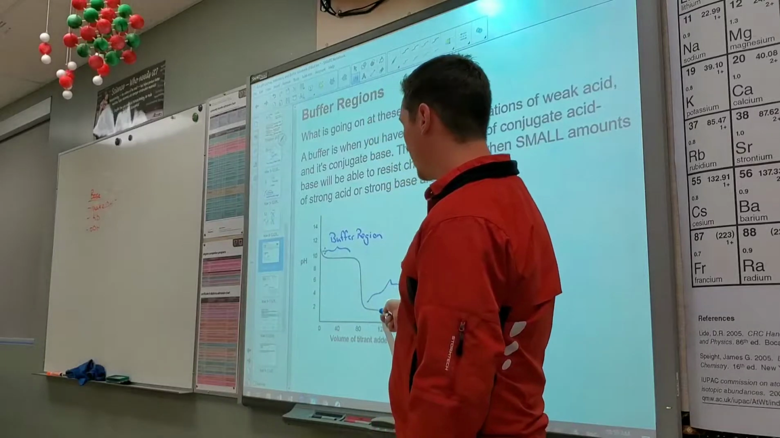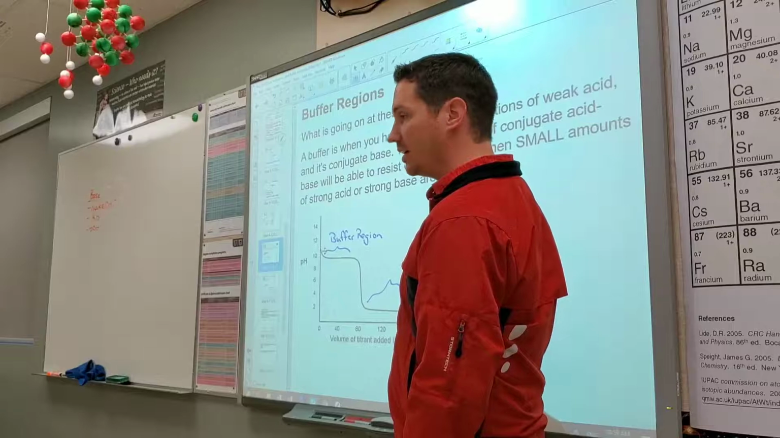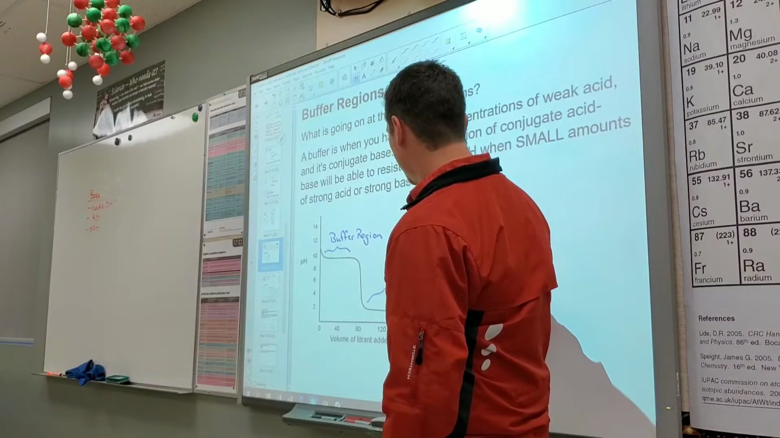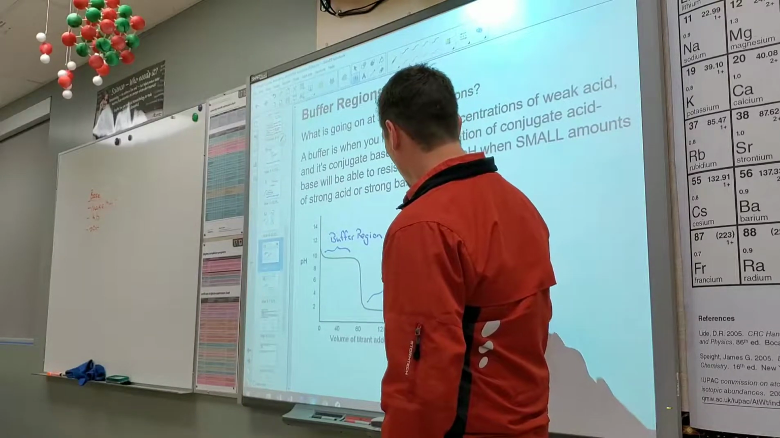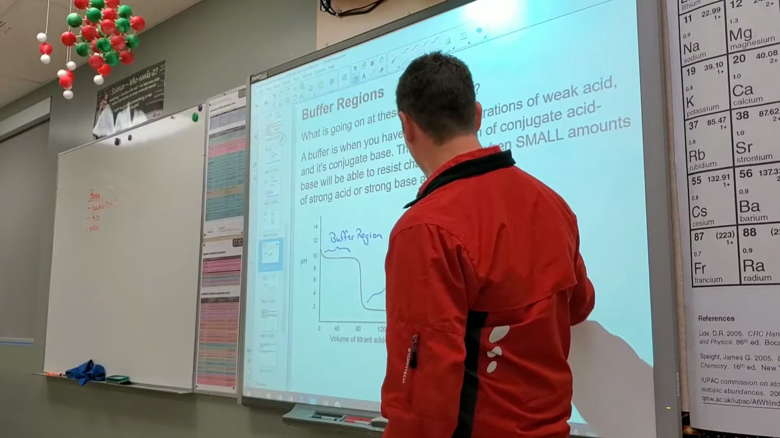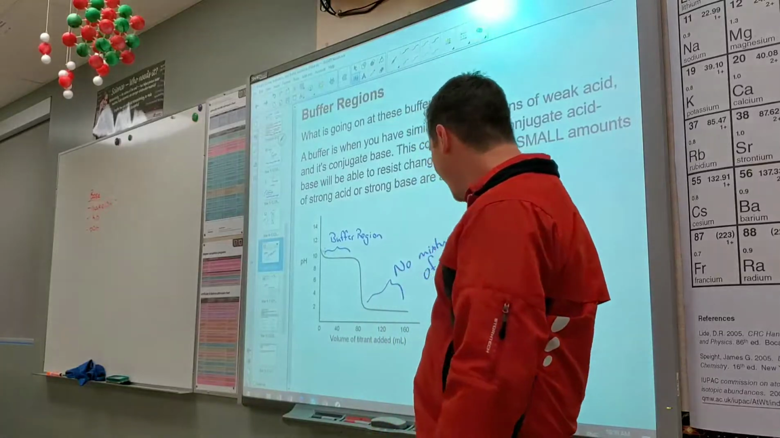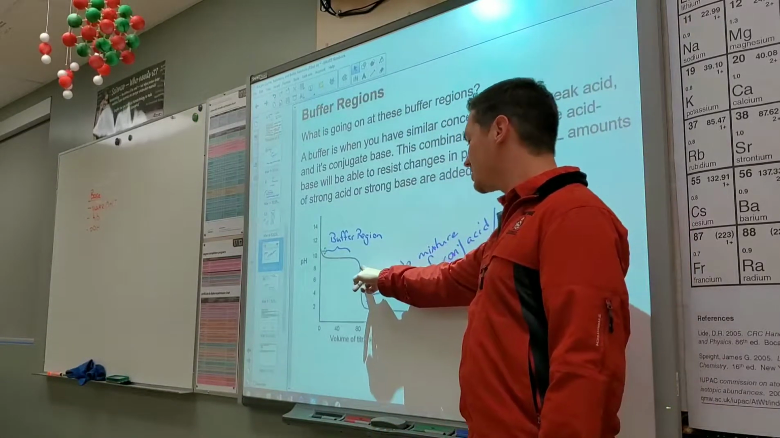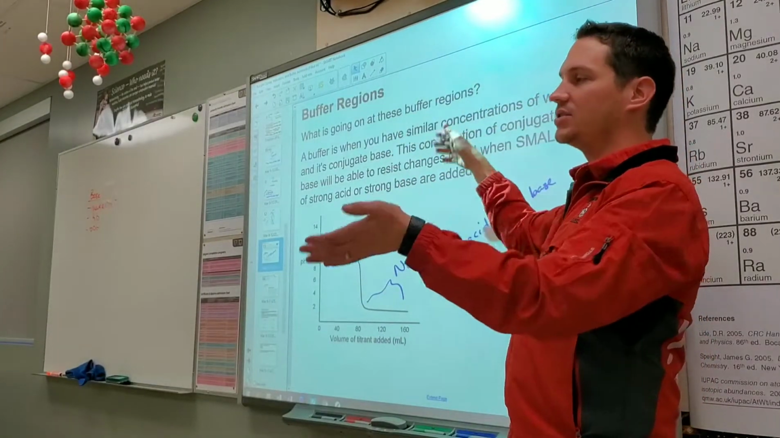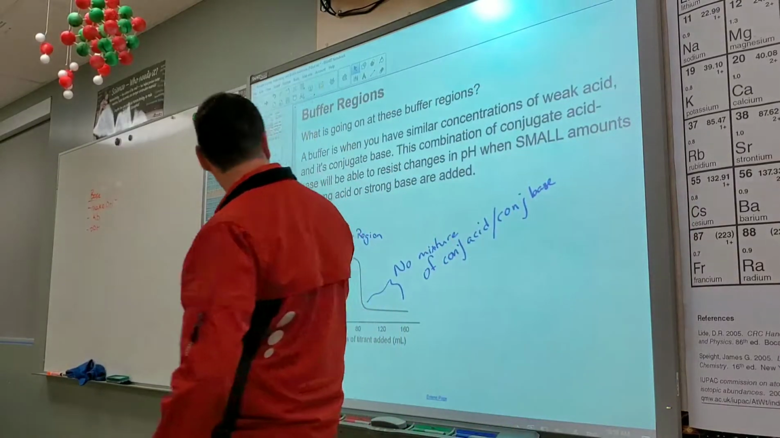So down here, all we have is its conjugate acid and hydronium, right? So down here, there is no mixture of conjugate acid and conjugate base. So that's not a buffer region. We've just added so much hydronium that the pH can't change anymore. That's what the pH is going to be for the rest of the time.